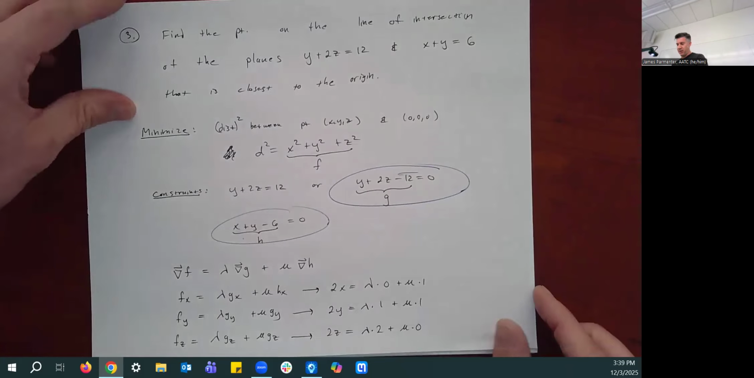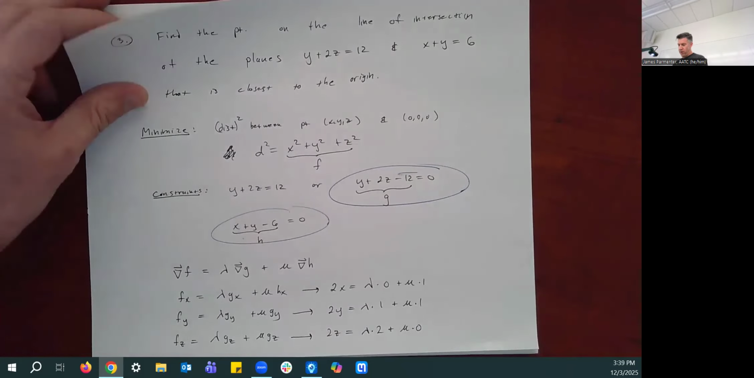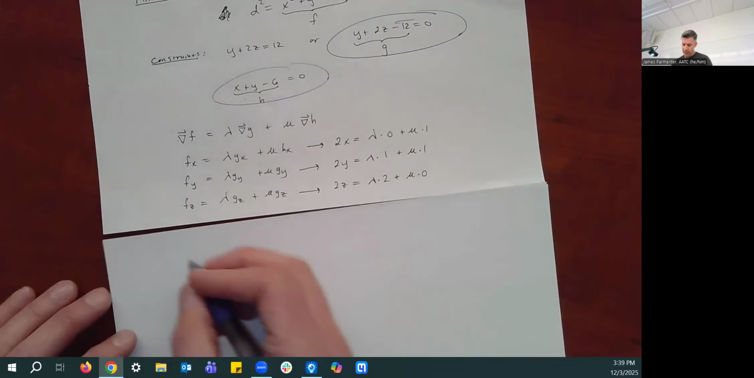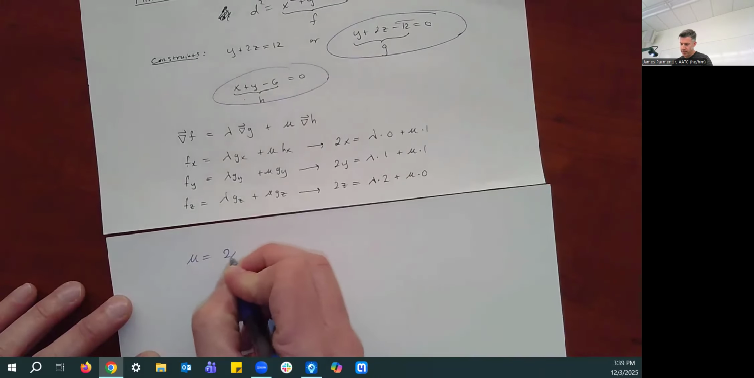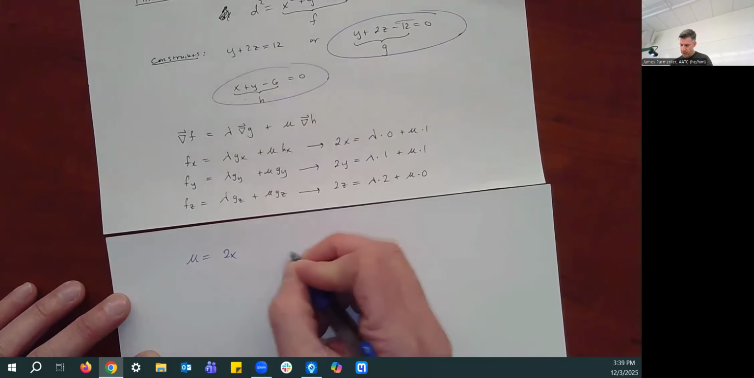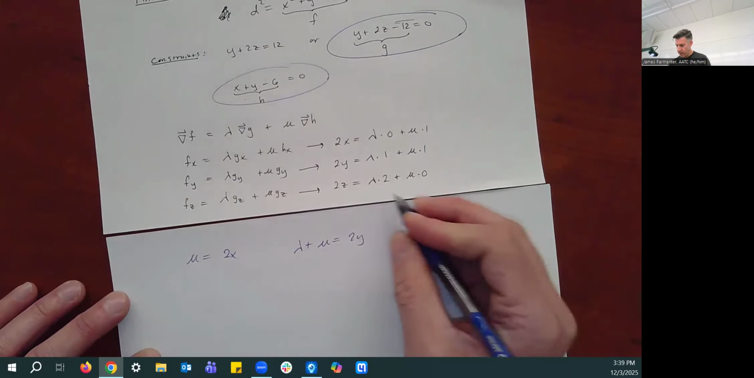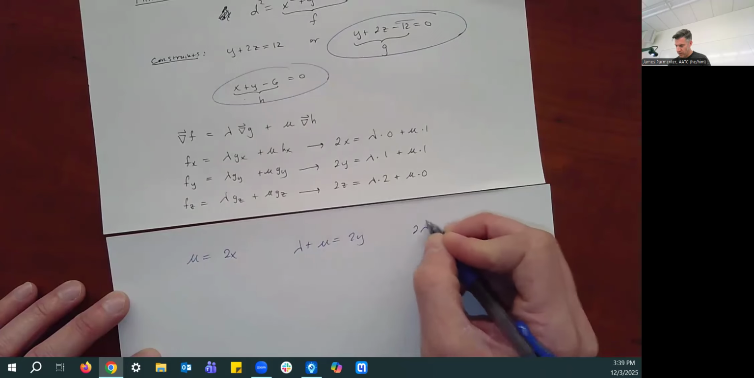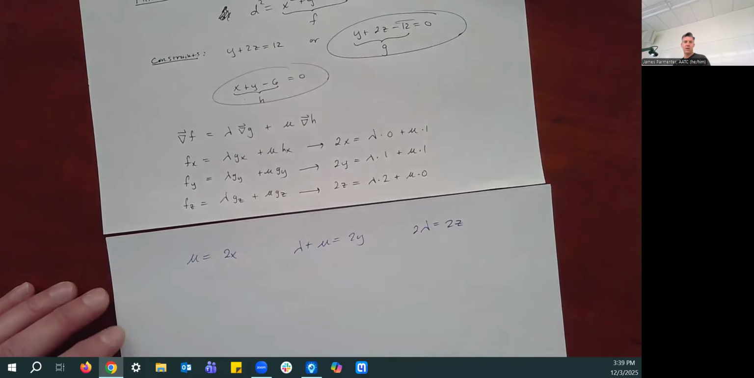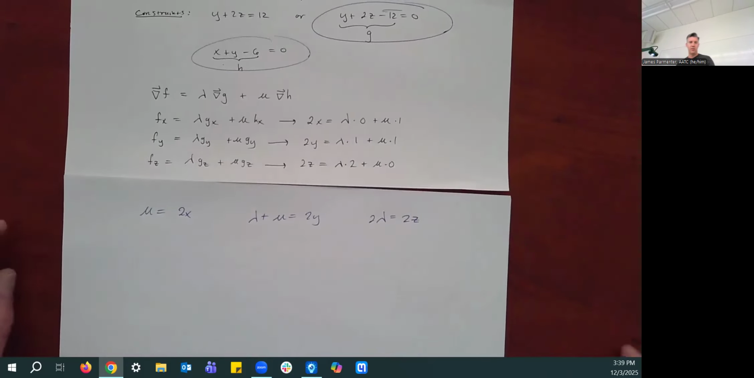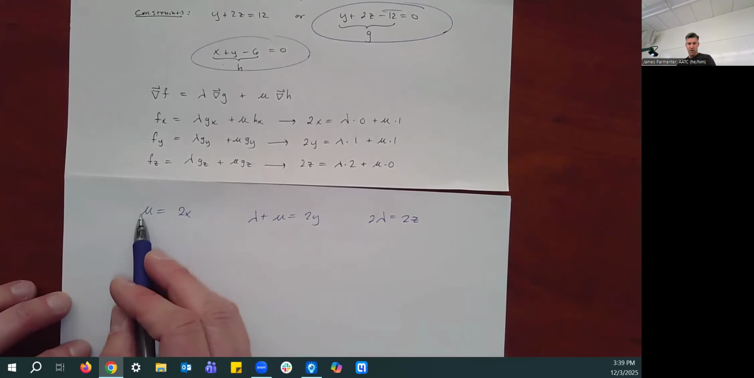So now it just comes down to, what do you do? Well, we're in kind of a fortunate spot here because we got some zeros. So let's see. We have mu equal to 2x. We have lambda plus mu equal to 2y. And we have 2 lambda equal to 2z. And honestly, this is where I don't really know exactly what we want to do. I mean, I kind of know what we want to do. We want to get rid of some of the variables. So let's see here.